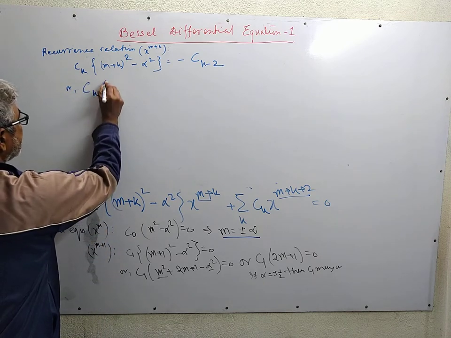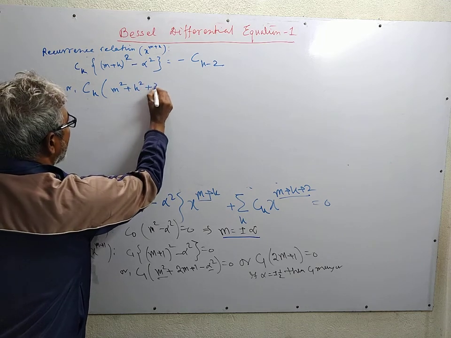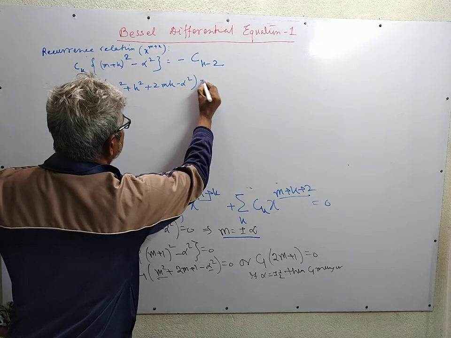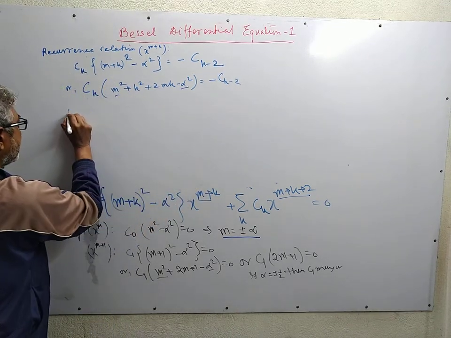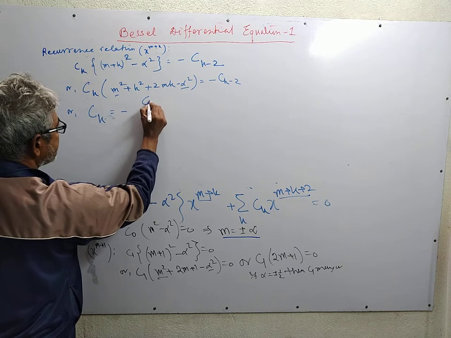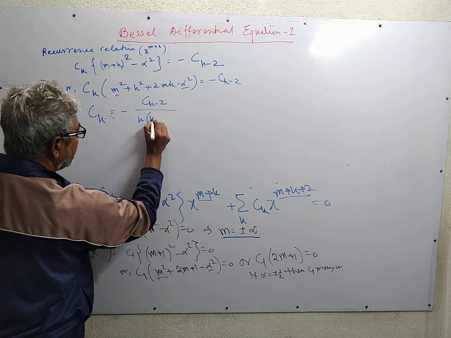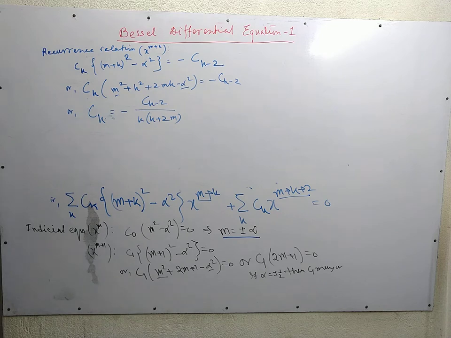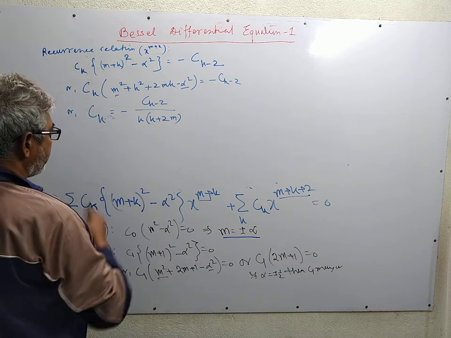Or c_k times m square plus k square plus twice m k minus alpha square is equal to minus c_(k minus 2). This cancels, or we get c_k times k plus 2m is equal to minus c_(k minus 2). If we take k common, we get k plus 2m as the recurrence relation. Here m can have plus or minus alpha.